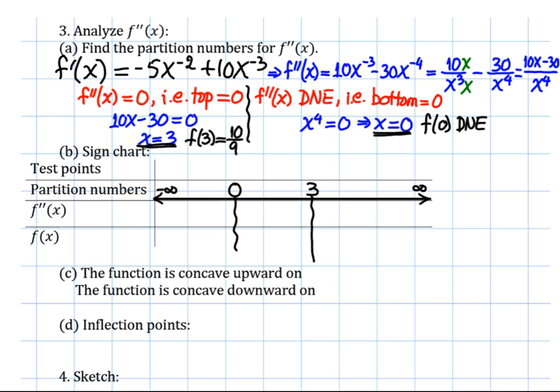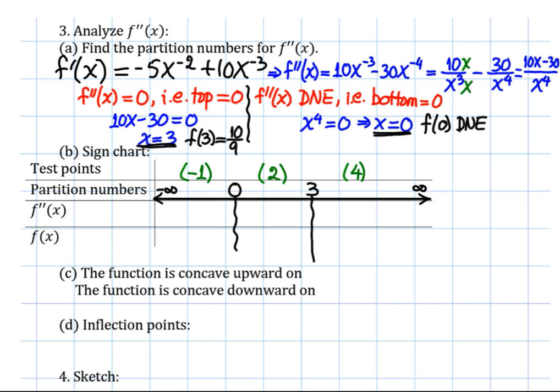Right. We choose the test points in between the intervals that are divided by the partition numbers. So we have the left, the middle, and the right. On the left, we can choose -1. In the middle, we can choose 2. And on the right, we can choose 4.